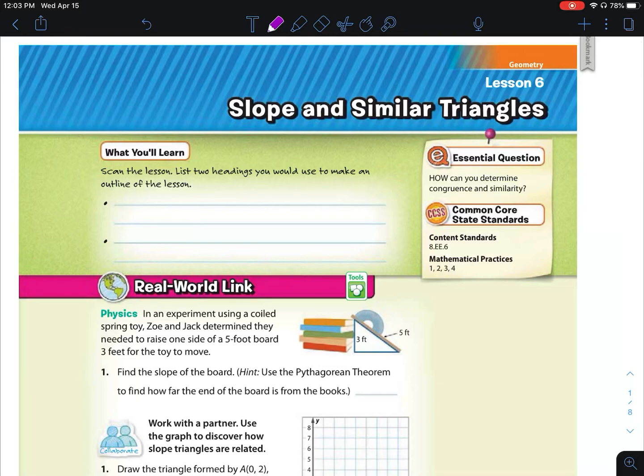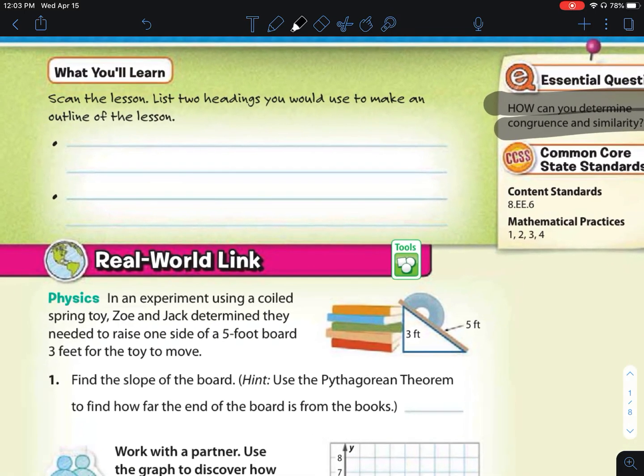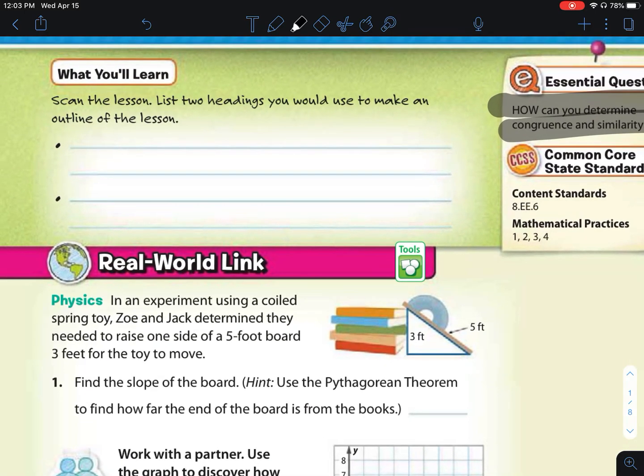We are on lesson 6, chapter 7. So this is slope and similar triangles. Essential question: how can you determine congruence and similarity? The objective of this lesson will be twofold. The first objective would require us to understand similar triangles in the coordinate plane.